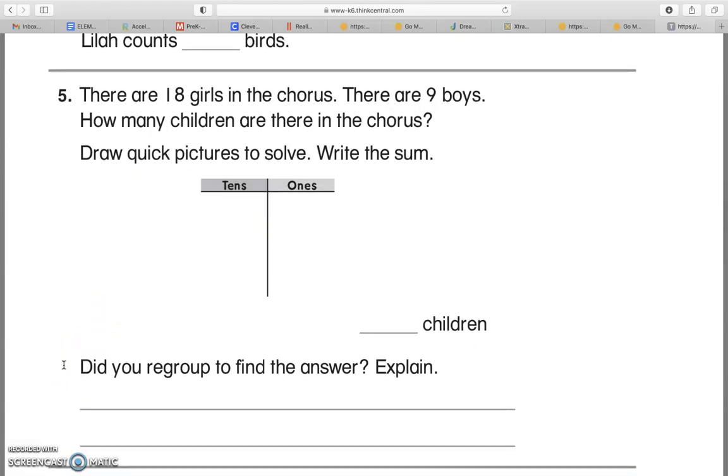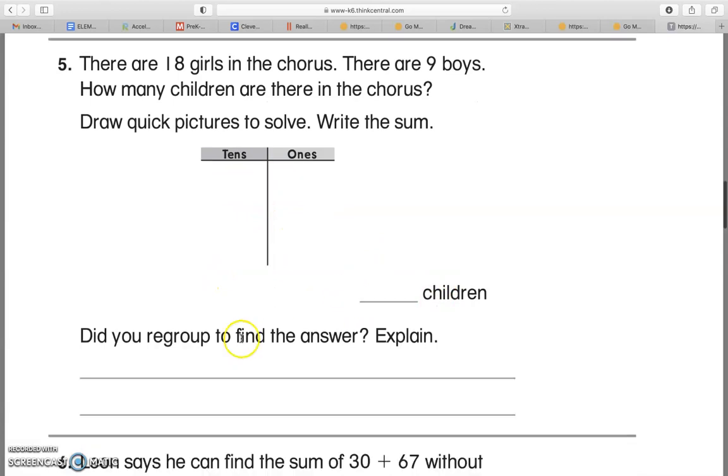Number 5. There are 18 girls in the chorus. There are 9 boys. How many children are in the chorus? Draw quick pictures to solve and write the sum. So you're going to need to draw me quick tens of 18 and 9 and then write the sum.